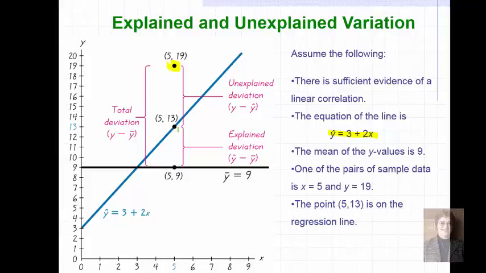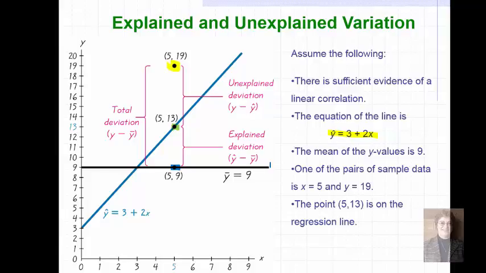The 5, 13 is, the 13 is our predicted value. And then the 9 is our average y value. So the mean of the y values is 9. So that's why we have this horizontal line here.